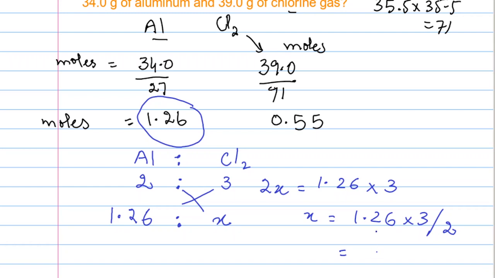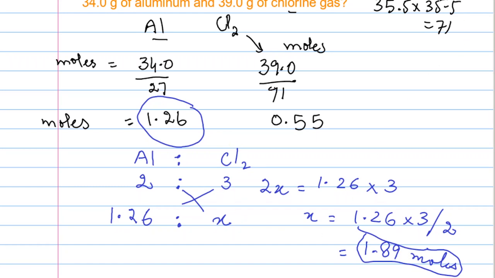1.89 moles of chlorine. Let me calculate it. 1.26 multiplied by 3 divided by 2, and the answer will be 1.89 moles. 1.89 moles are required for this reaction.